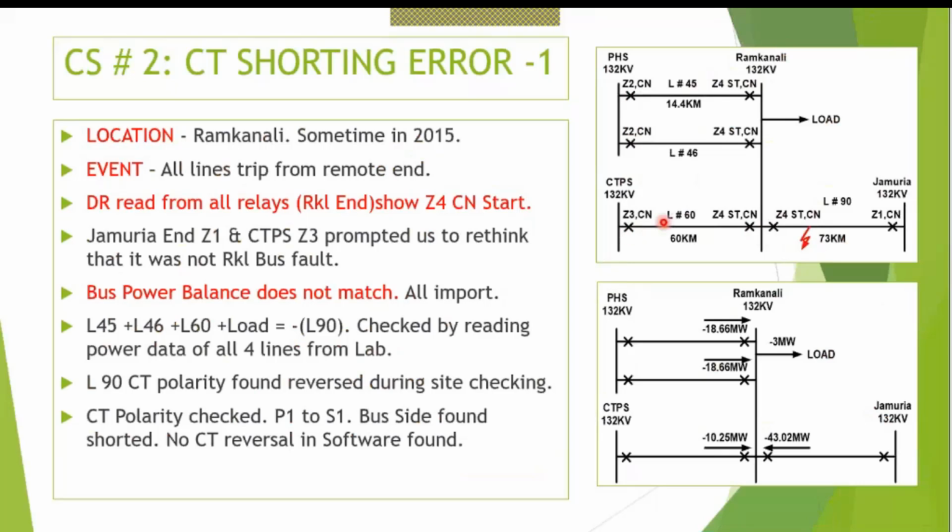Zone 3 over here. This is a longer line, zone 3 probably. This is a shorter line, zone 2. This one was zone 1, only one was zone 1. So since this one was zone 1, we thought that the fault will be in this line. So this relay should have malfunctioned. We checked the CT polarity and found that the CT polarity was reversed.